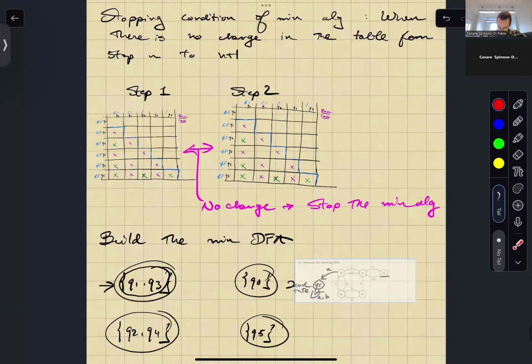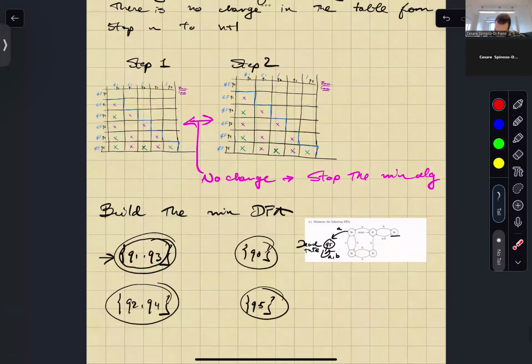Yes, okay. For Q1, Q3, when it reads an A, it goes to Q naught, and when it reads a B, it goes to Q2. I'm just looking at Q1, but if I was looking at Q3, you would go to Q4, which is in the same set of states. It's always going to work out this way. The same thing for Q2, Q4.